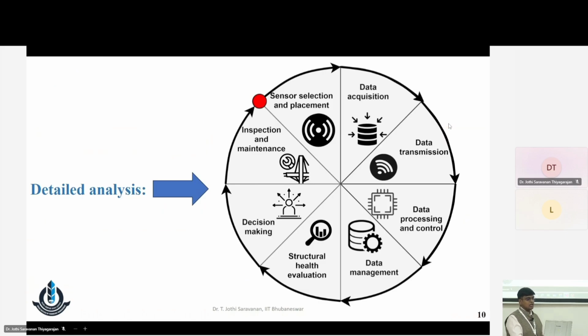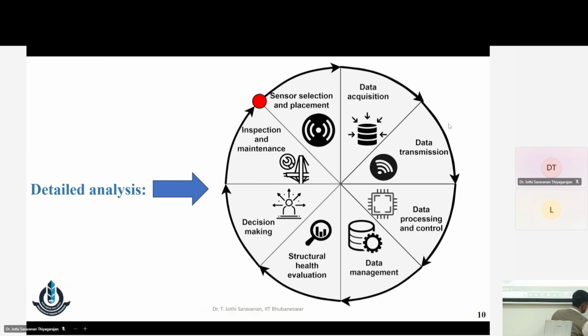This is the kind of analysis that we do. We start from this red circle. The first step is sensor selection and placement. There was a big study happening over the last few decades: what type of sensors are you going to use, and what will be the optimal placement of your sensors? You have a bridge, so you cannot place sensors everywhere or anywhere you want. There should be some constraints. This is basic dynamics.